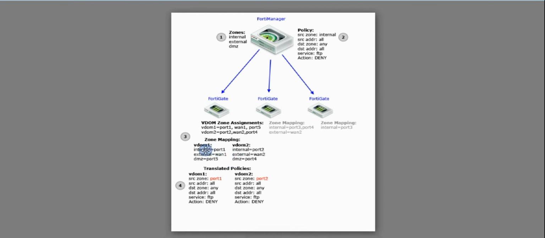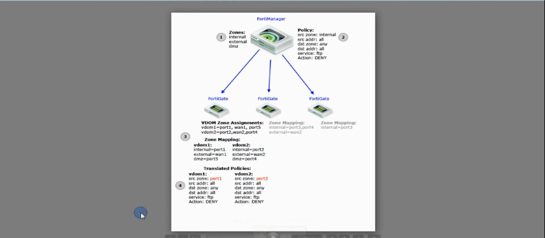of the VDOMs. So you'll see here that in VDOM 1 I've mapped port 1, for example, to internal, and in VDOM 2 I've mapped port 2 to internal. And once you've performed those steps and perform an install of the policy package, the internal in VDOM 1 and internal in VDOM 2 will be translated into the following types of policies on the FortiGate itself. So it'll translate the source zone into port 1 and the source zone to port 2 in each of those VDOMs. So we'll go over a similar example to this diagram.